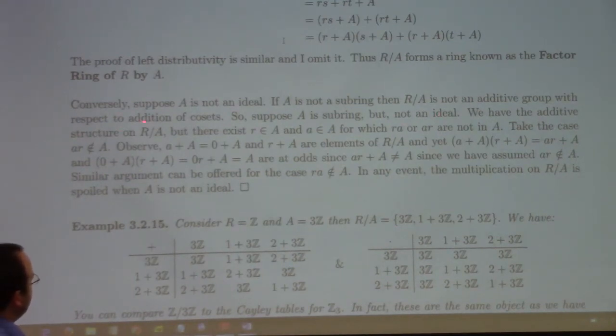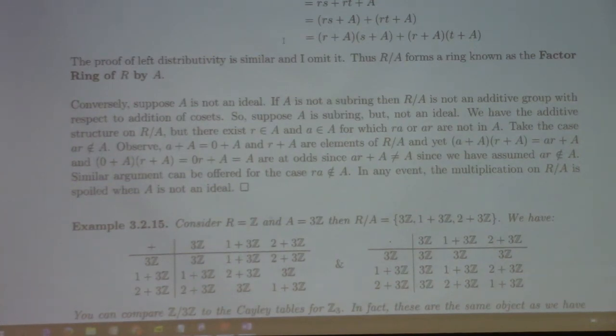Then we have an additive structure on the set of cosets, but apparently there exists R in R such that AR or RA is not in A, right? So suppose that AR is not in A. If AR is not in A, well, we can check this out. So A plus A is 0 plus A, right? These are equal because A is in A. Then R plus A, that's also an element of this coset, great. If we look at the product, we get A plus A times R plus A is AR plus A, right?